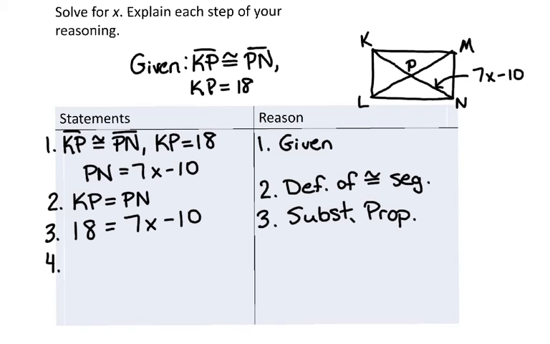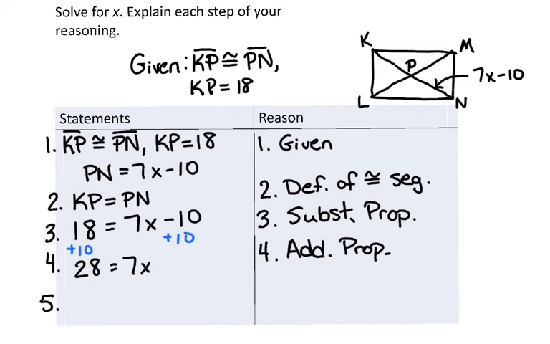Okay, step 4. Let's add 10 to both sides. So now at this point we are solving for x. So isolate that x. So add 10. We get 28 is equal to 7x. So in that step, we used the addition property of equality. And then the last step, we divide both sides by 7, and we get x by itself. We get x is equal to 4, and we have solved for x. And we did that last step by using the division property.